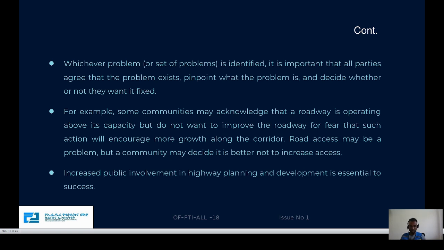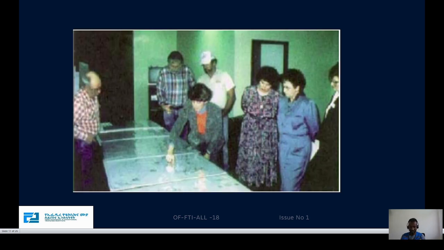For example, some community may acknowledge that the roadway is operating above its capacity. It means the road will be more congested. It is related to the capacity. And also some community may say road access may be a problem. So this will be collecting information from different communities. Increased public involvement in highway planning and development is essential to the project finally succeeding.